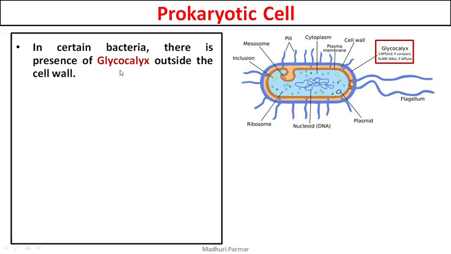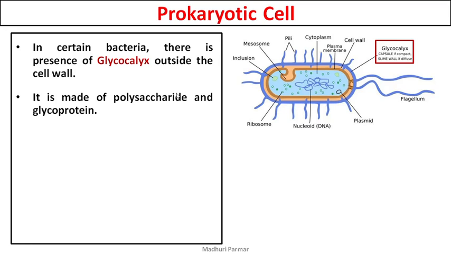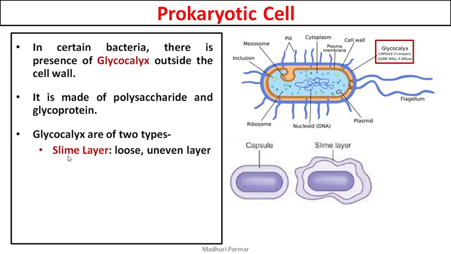From the name itself, you can understand it is made up of polysaccharide, it means sugar, and glycoprotein. It means protein which has some sugars attached to it. Okay, glycoprotein and polysaccharide. Glycocalyx can be of two types. One is called slime layer. Slime, in our vernacular language, you call it chiknu. Okay, chiknu layer. So that is the slimy layer, the gooey layer.